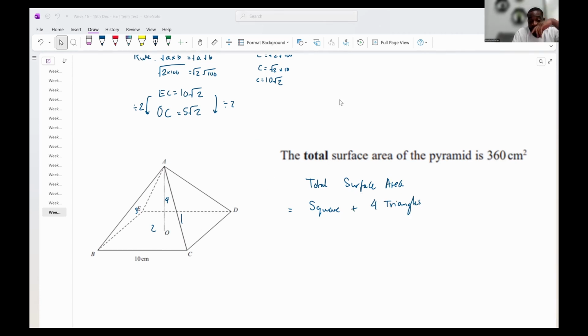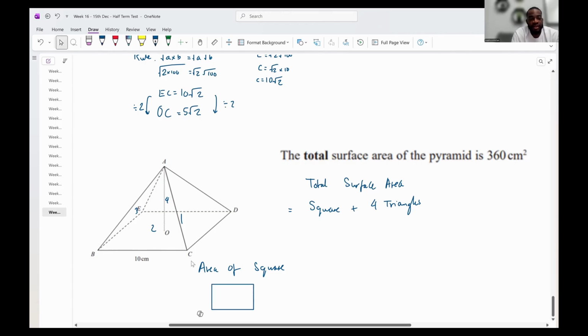Okay, brilliant. So with that being said, what is the area of the square? Well, the square, remember, has dimensions 10 and 10, isn't it? So the area of the square, that is very, very easy, right? That's a rectangle, to be honest, but it's a sketch, isn't it?